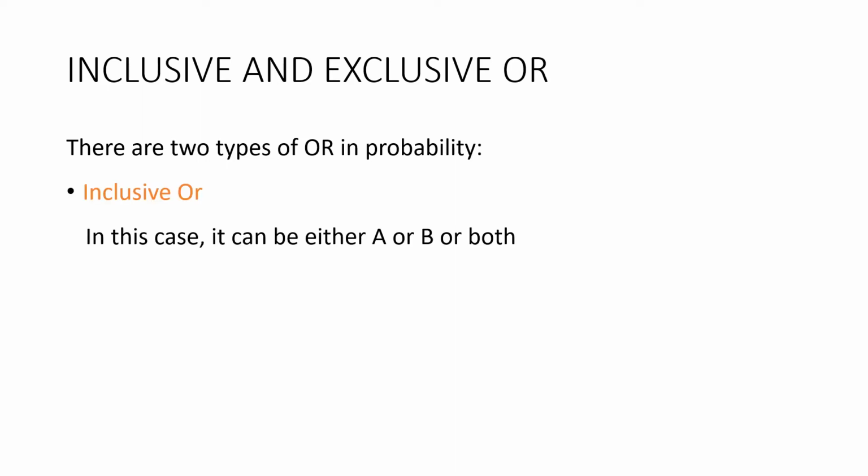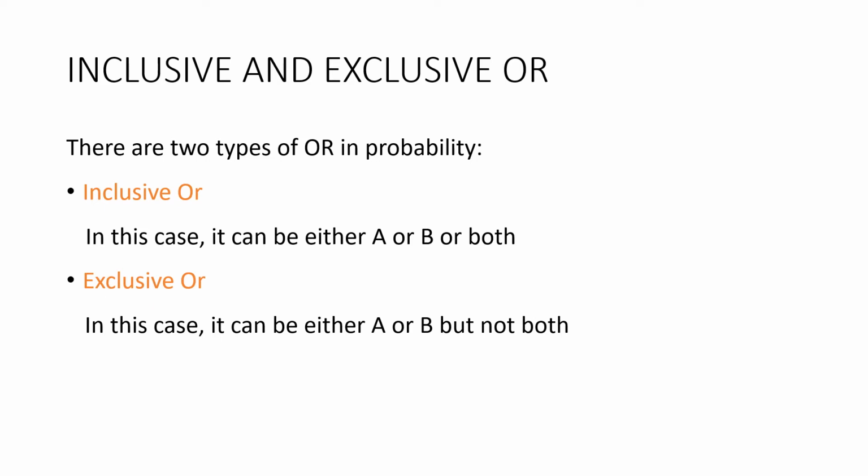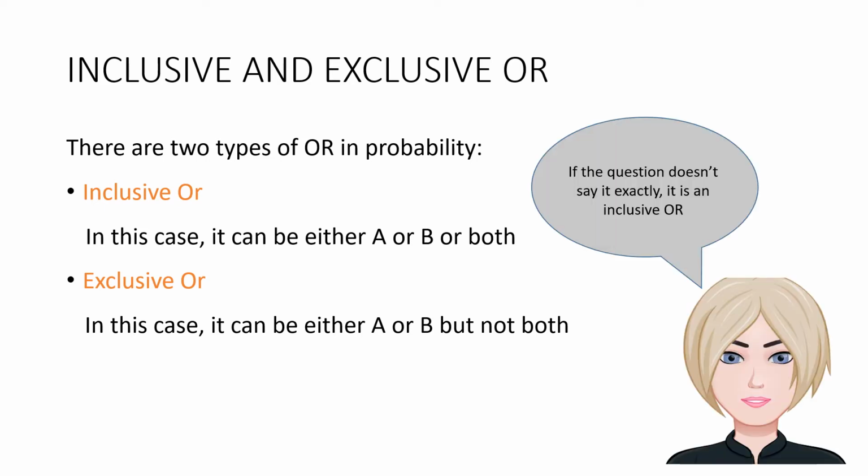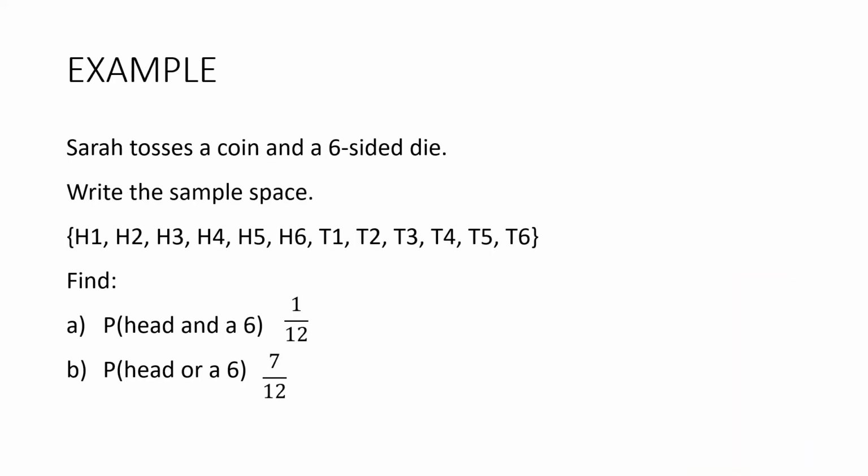There's an inclusive or, and in that case it's either A or B or both. So we would include heads and a 6. And there's an exclusive or, and in that case it's either A or B, but not both, so we wouldn't include it. Now, if the question doesn't say it exactly, it's going to be an inclusive or, so we would include it. So let's go back to our question.